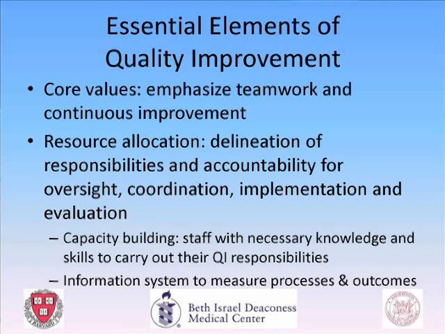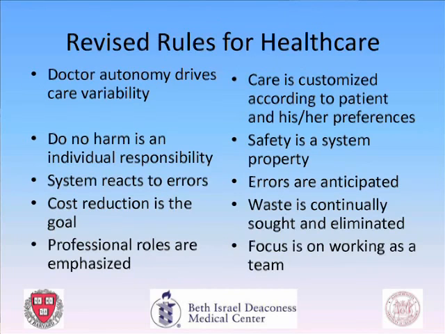There has to be delineation of responsibilities and accountability for oversight, coordination, implementation, and evaluation. And that involves 2 things. The first is capacity building. You have to train your staff with the necessary knowledge and skills to carry out their quality improvement responsibilities. And you need a good information system to measure processes and outcomes.